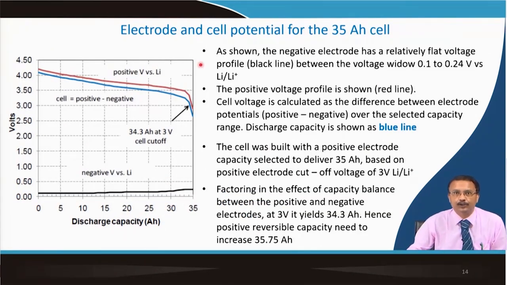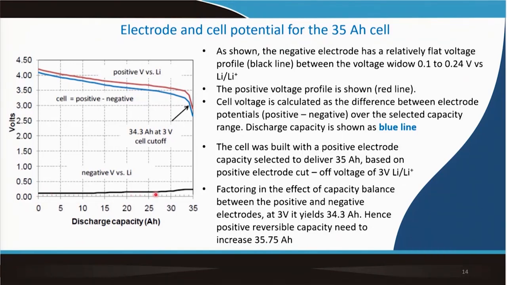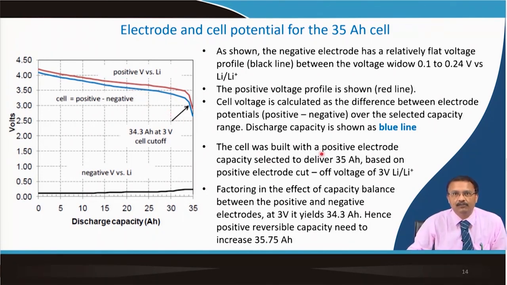So, as shown, the negative electrode has a relatively flat voltage profile, that is this black line, between 0.1 to 0.24 volt. The positive voltage profile is shown in the red line. The cell voltage is calculated as the difference between the electrode potentials, positive minus negative, over the selected capacity range. Discharge capacity is shown in the blue line, and the cell was built with positive electrode capacity to deliver 35 ampere hour on positive electrode, cutoff voltage about 3 volt.